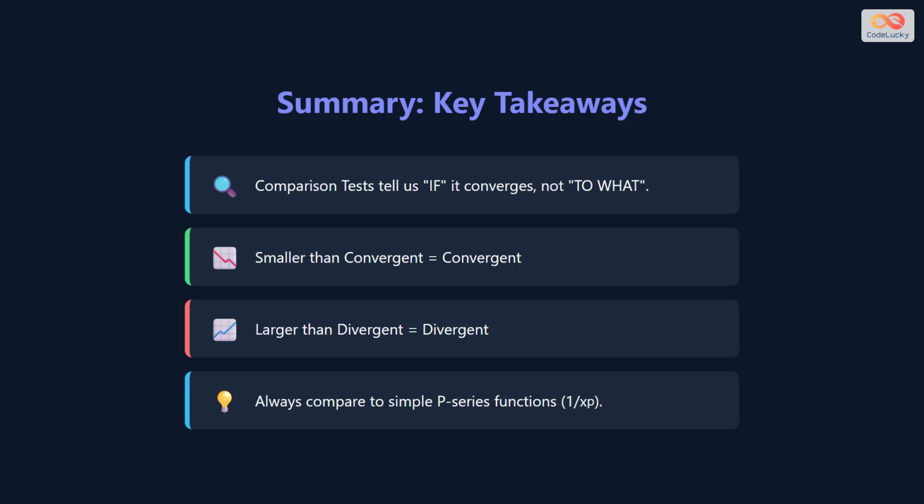To summarize, the comparison test is a tool for determination, not calculation. Remember the logic. Being smaller than a convergent thing makes you convergent, and being bigger than a divergent thing makes you divergent. If the inequality goes the wrong way, this test fails, and you might need to use the limit comparison test instead.